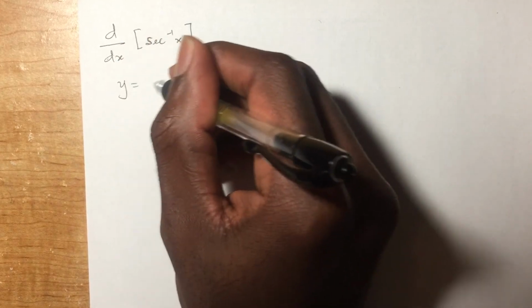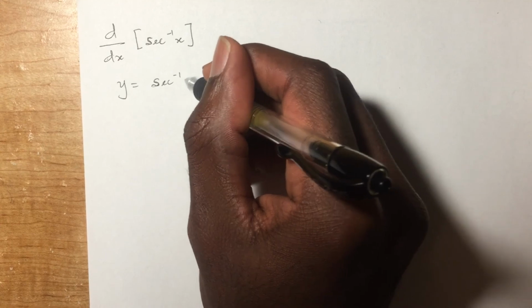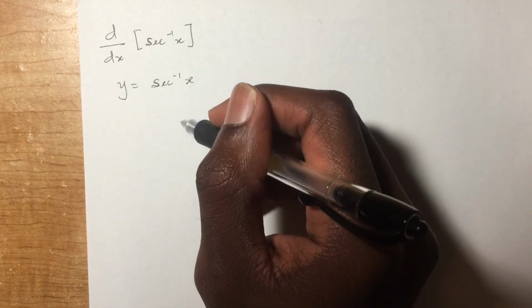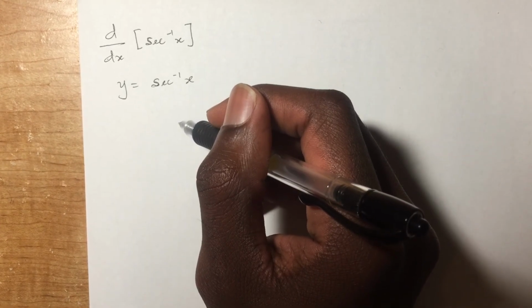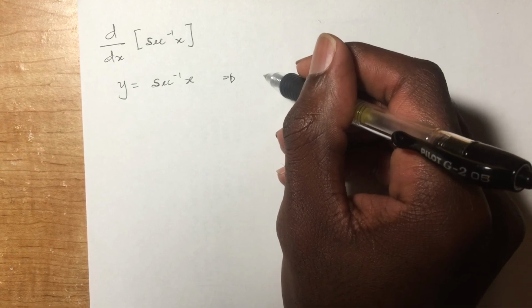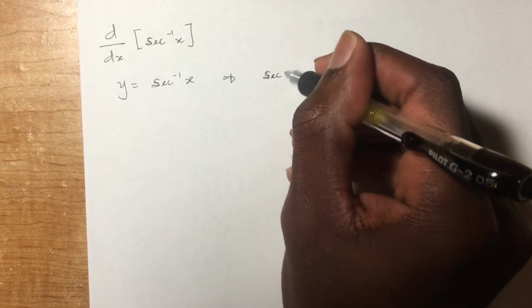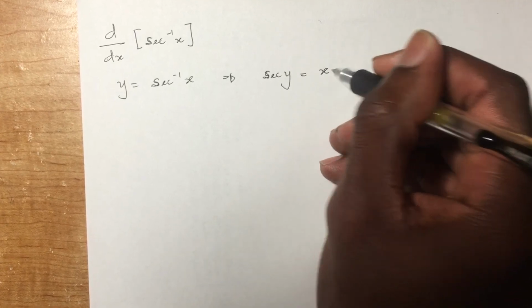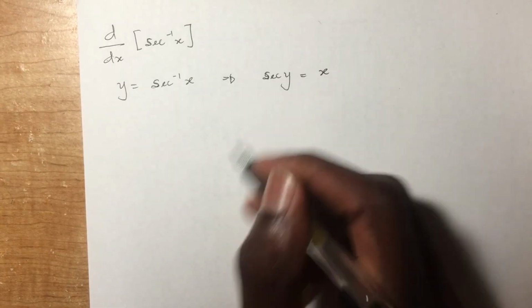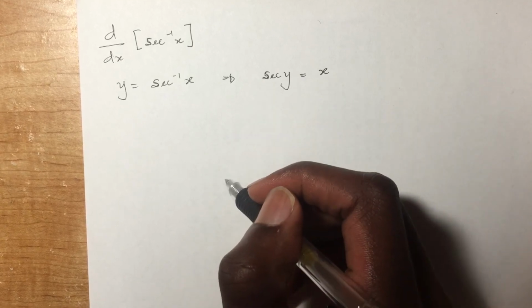let's say, y equals secant inverse of x, the first thing to do here is to rewrite this in something that we're more familiar with. In this case, if we put secant on both sides, we're going to end up with secant of y equals x. And this is better because now we can differentiate secant of y.